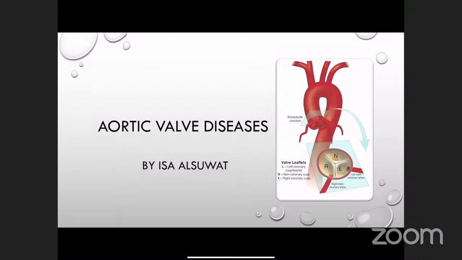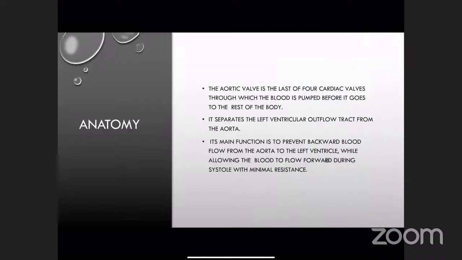Okay. Good afternoon, everyone. Today I will talk about aortic valve disease. I will talk about the anatomy and the pathophysiology of the aortic valve. First of all, we will start with the anatomy of the aortic valve. The aortic valve is the last of the 4 cardiac valves through which the blood is pumped before it goes to the rest of the body. It's at the left ventricular outflow tract to the aorta, and its main function is to prevent backward blood flow from the aorta to the left ventricle while allowing the blood to flow forward during systole with minimal resistance.